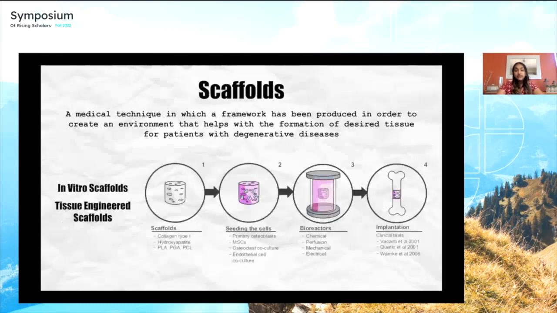Another delivery method is scaffolding. A scaffold is a medical technique that forms a framework that creates an environment to facilitate the formation of desired tissue. There are two kinds of scaffold: in vitro scaffolds, which are conducted on a petri dish, and tissue engineered scaffolds, which are designed using collagen or polylactic acid.